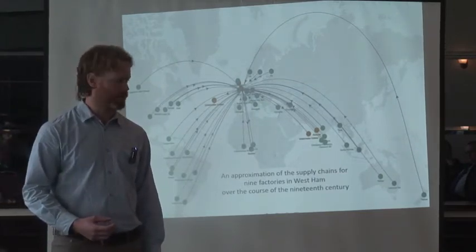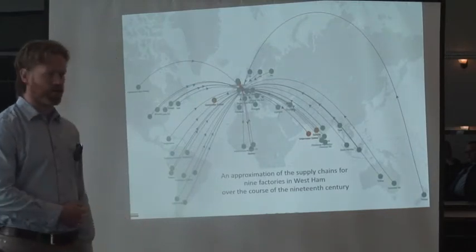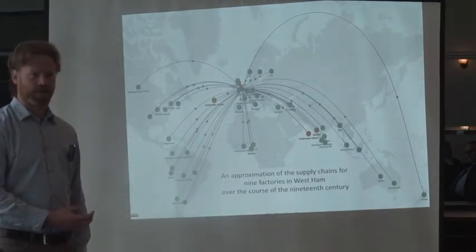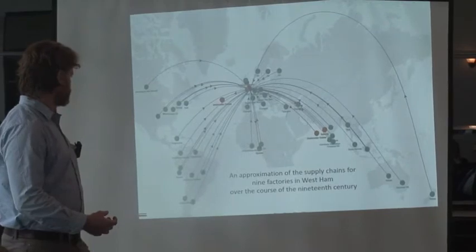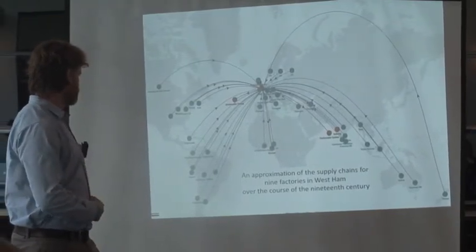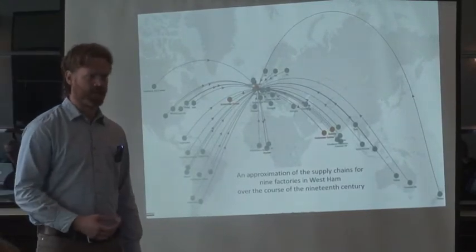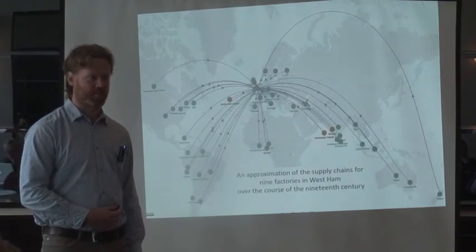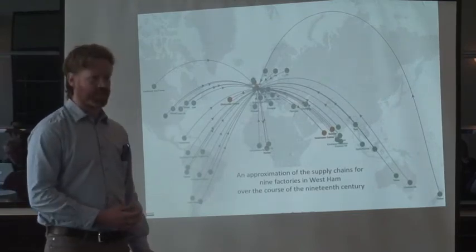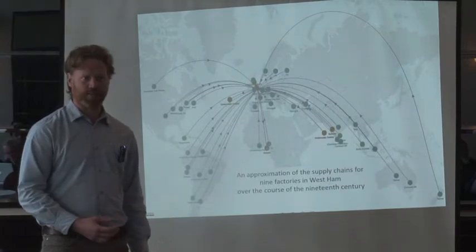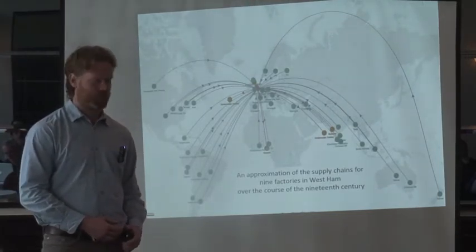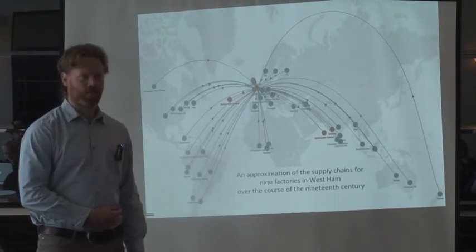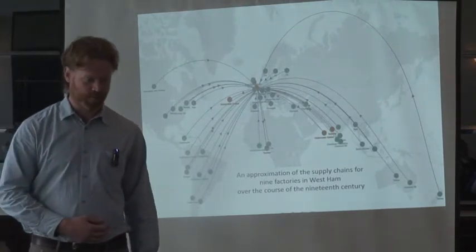So the initial research, this is the map I made early on, was just to look at all the factories in a GIS database I'd created and try and guess where the various products were coming from. And this is just an approximation of 9 large factories that seemed like they'd have an interesting supply chain, and gives you a sense that over the 19th century, London's industry comes to rely on commodity frontiers all over the world to supply a wide range of products.